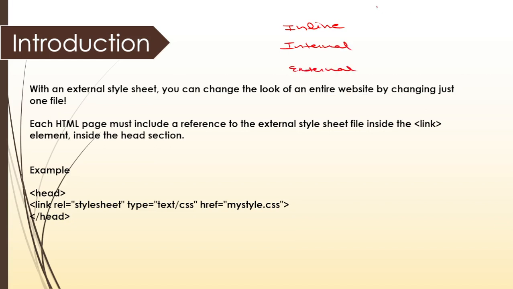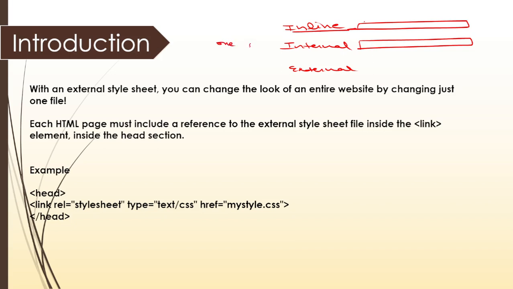In case of inline cascading style sheets, a user is allowed to change the look of one line at a time. If we are using internal style sheets, then a user is allowed to change only one web page at a time. But when we use external cascading style sheets, it allows a user to change the entire website design simultaneously at once.